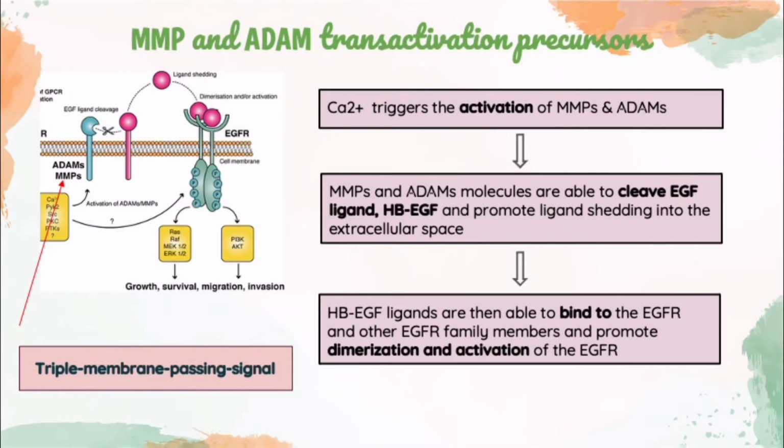Next, MMP and ADAM transactivation precursors. As mentioned before, the stimulation of GPCR triggers the generation of Ca2+ ions. Ca2+ ions then trigger the activation of MMPs and ADAMs. MMPs and ADAMs are molecules that are able to cleave the EGF ligand, which in this case is the HB-EGF. This promotes ligand shedding into the extracellular space. Once the ligand is shed into the extracellular space, it is then able to bind to the EGFR and other EGFR family members. This will promote dimerization and activation of the EGFR. This is called the triple membrane passing signal.